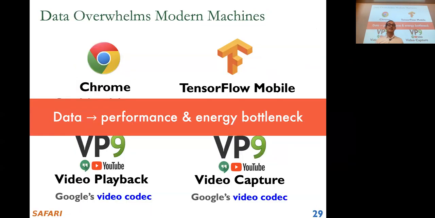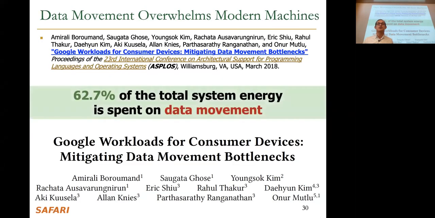Basically we're building these machines that are computing systems, but they're really data storage and movement systems. And as a result, data moves a lot. On these workloads, we did some studies on real systems, and we found out that more than 60% of the entire system energy is spent on data movement.